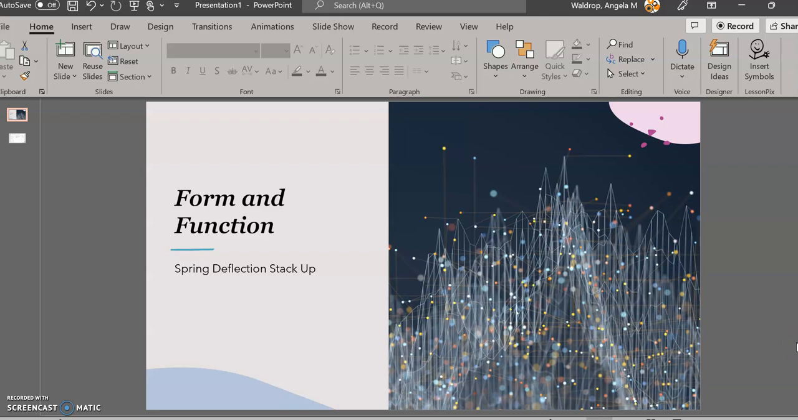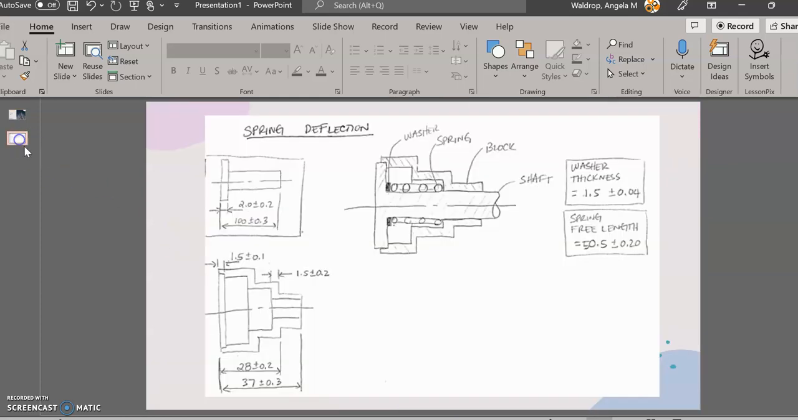Okay, what we're going to work on today is our last stack up example, and that's going to be for spring deflection. Now, if I look on the picture that I have here, I've got the assembly and I've got my dimensions that I need. Now, there are 4 parts that are in this assembly.